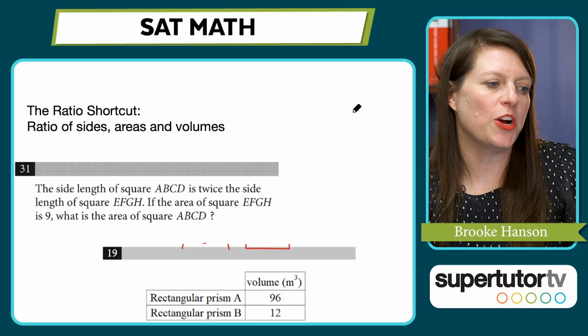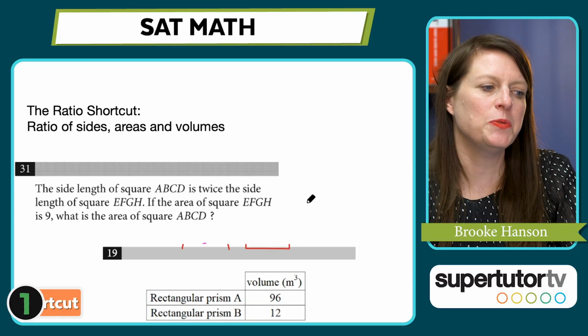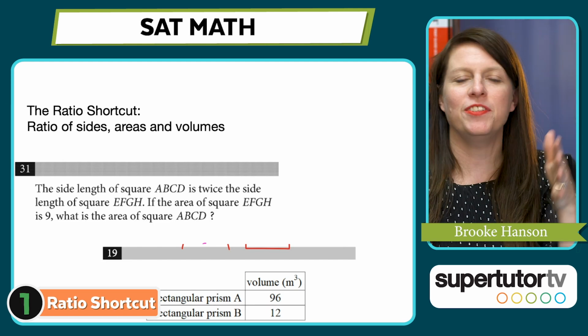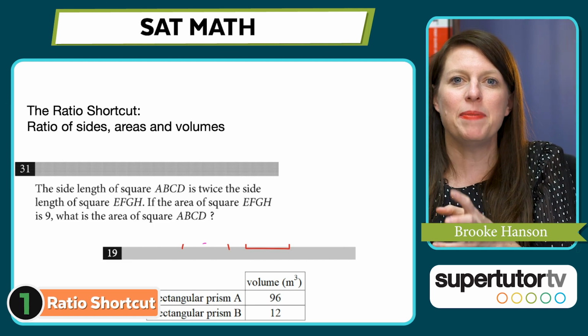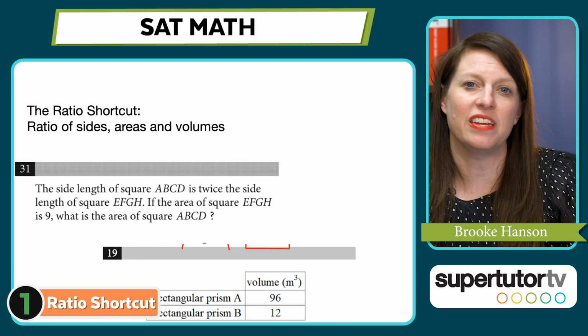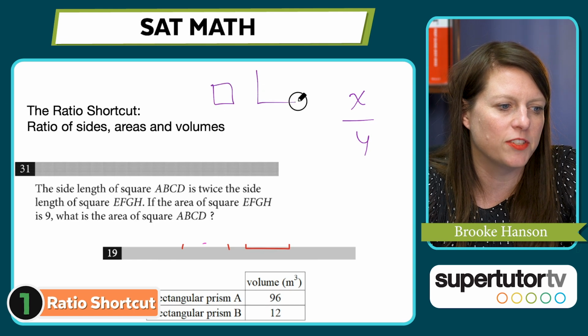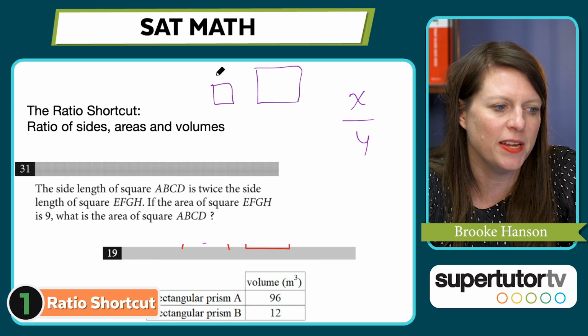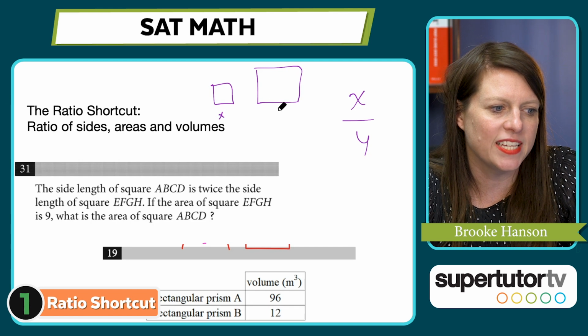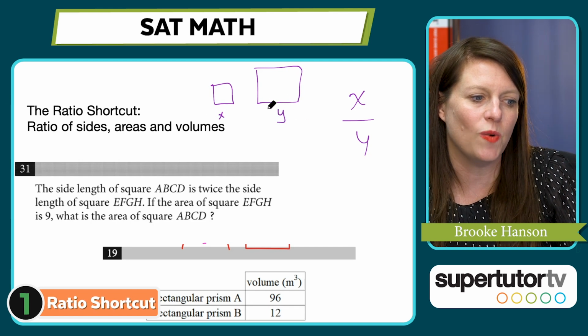Okay, so first question here, we're going to learn the ratio shortcut. This is basically the idea that the ratio of sides and areas and volumes can be calculated between each other really quickly and easily. For example, if I know the ratio of the sides of a square, I'm going to draw out a couple of squares right here, right? And I have a small square and a big square. And let's say the small square is X side length and the big square is Y side length.